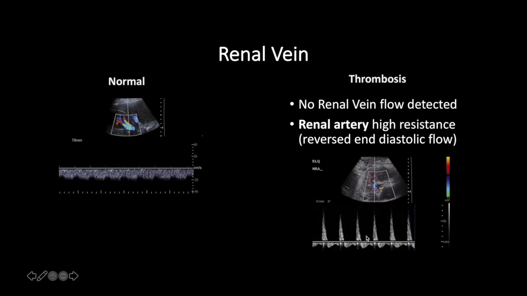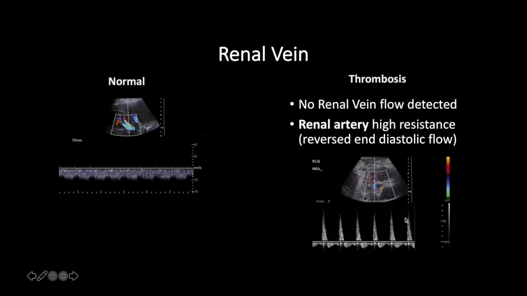So you can imagine that if you're pumping arterial blood into a kidney and the blood can't get out through the vein, then obviously there's going to be a high resistance flow in the artery. And if you just had this one piece of information and you just saw a very high resistance waveform with actually reversed end diastolic flow here, then you wouldn't be able to necessarily make the diagnosis of complete renal vein thrombosis based on this one piece of information alone. There are other things that could cause that.